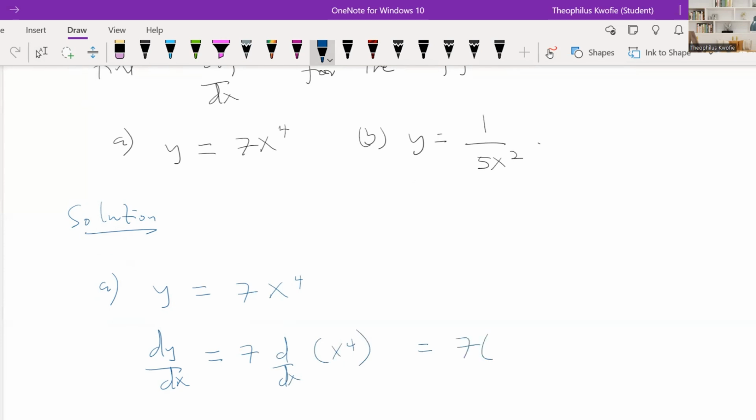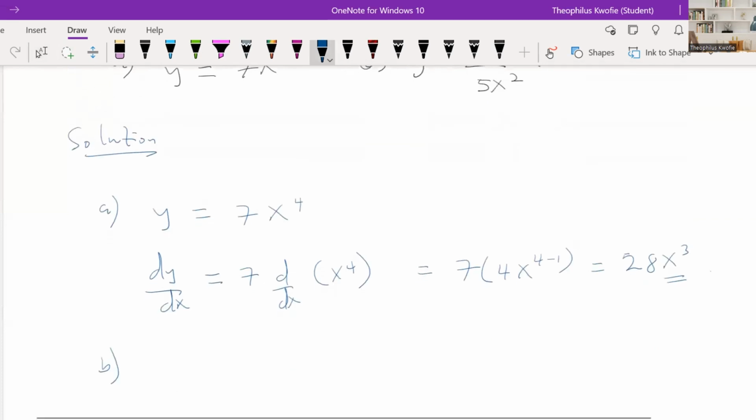So which means that now, what's the derivative of x^4? We said that we drop the 4, then we multiply the result by the x as we decrease its power, right? And that should give us 28x^3. Good. So let's take note.